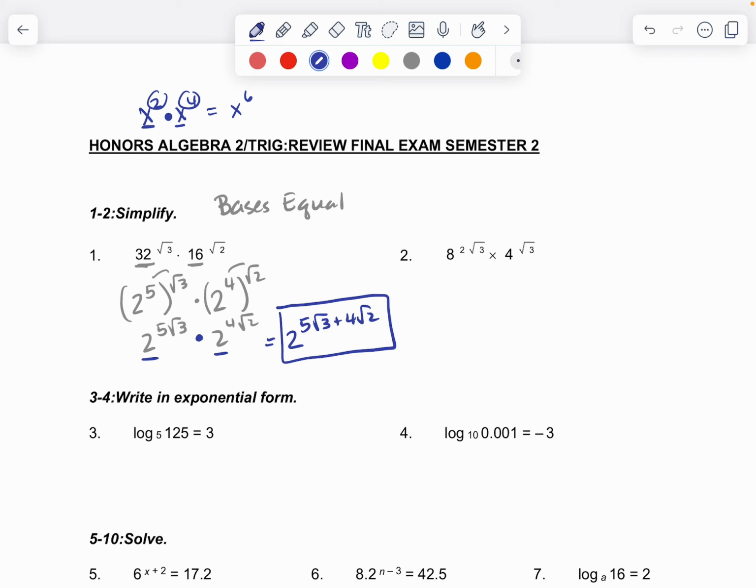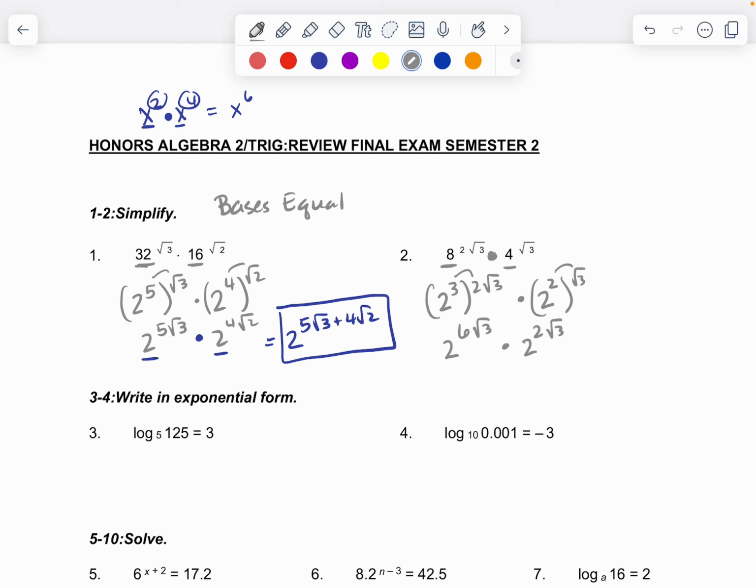Now on number 2, same idea. Let's change this times to a dot. It just looks easier. Okay, so let's get these bases to be the same again. So 8 is 2 to the 3rd, and I'm raising that to the 2 square root of 3 power, and then I'm multiplying that by 4, which is 2 squared, and I'm raising that to the square root of 3 power. Again, power to power, we multiply. So this is 2 to the 6 square root of 3 times 2 to the 2 square root of 3.